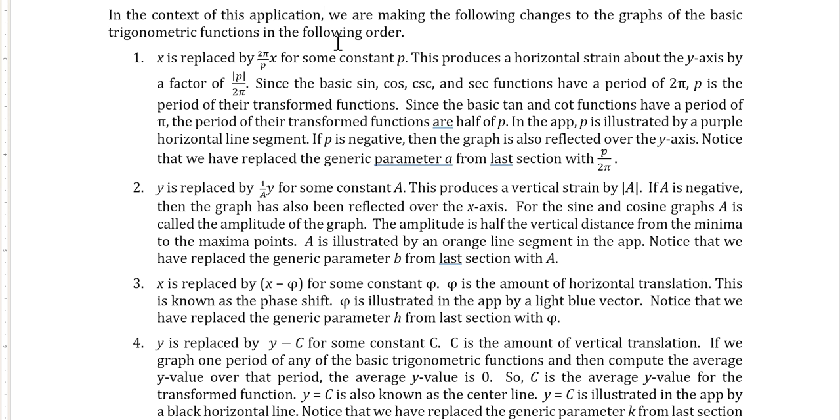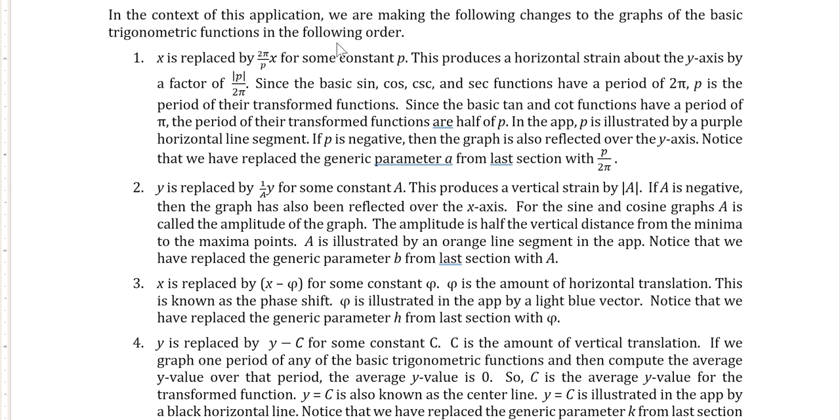There are four transformations. The first one, we replace x by 2 pi over p times x for some constant p. In other words, we're replacing x by x divided by p over 2 pi. This produces a horizontal strain about the y-axis by a factor of the absolute value of p over 2 pi. So every point is the absolute value of p over 2 pi times as far from the y-axis. In other words, we're multiplying the x values by that, or at least the absolute value of it.